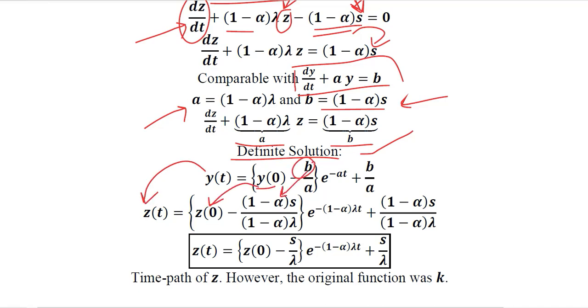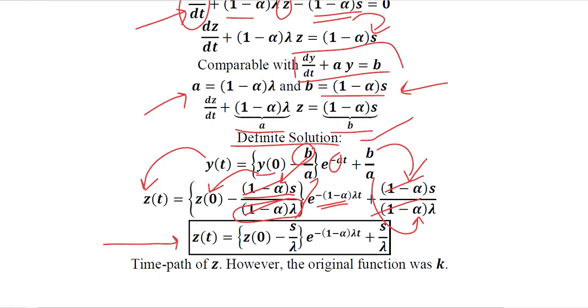Instead of b we have 1 minus alpha s, and instead of a we have 1 minus alpha lambda. And again instead of a we have this value, and instead of b we have this value. So we have substituted the value as per the given information, and these terms, that is 1 minus alpha, both in the numerator and denominator, will be cancelled out, leaving us with this, which is the time path in terms of z.